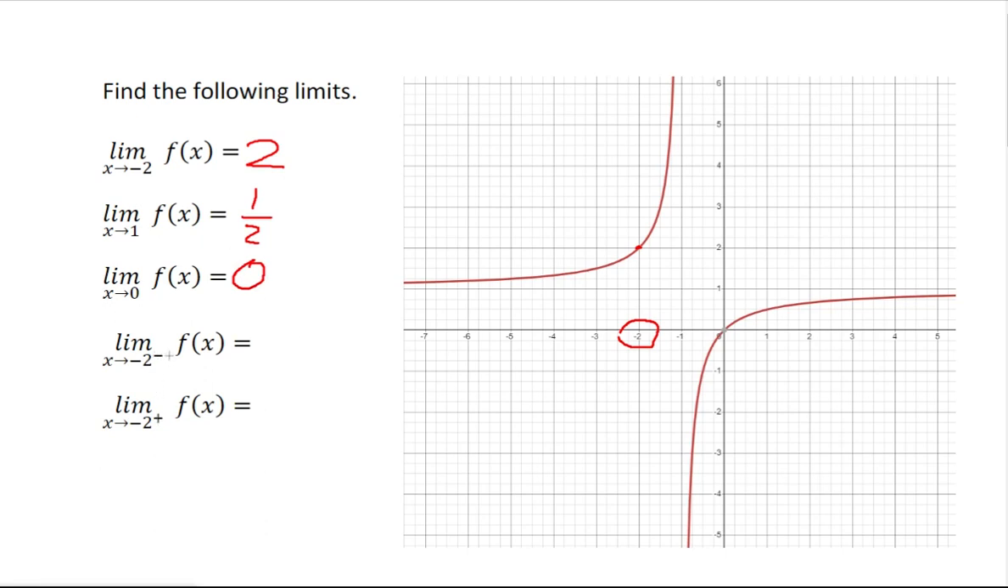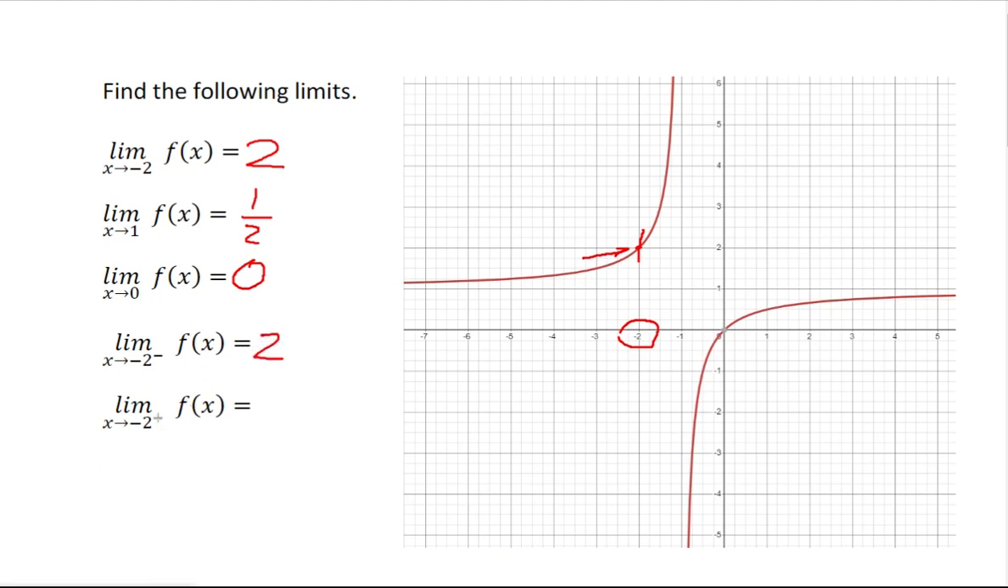A little more notation here. This little symbol plus or minus in the upper right, that means I'm coming from this side. So this is asking what is the limit as x approaches -2 from the negative side. All right, so here again is -2. I'm coming from the negative side. That means I'm coming from this side. What y value am I approaching? Well, it still is 2.